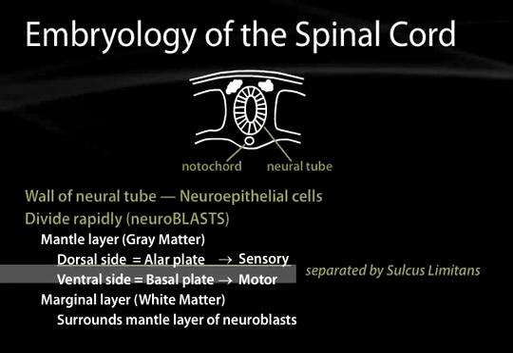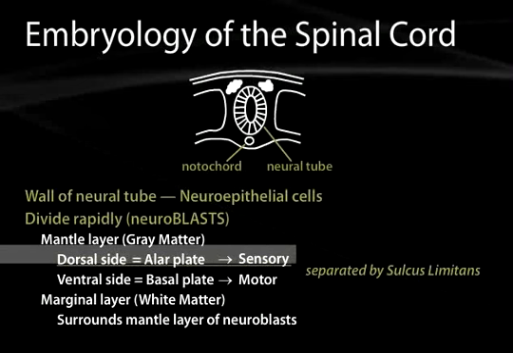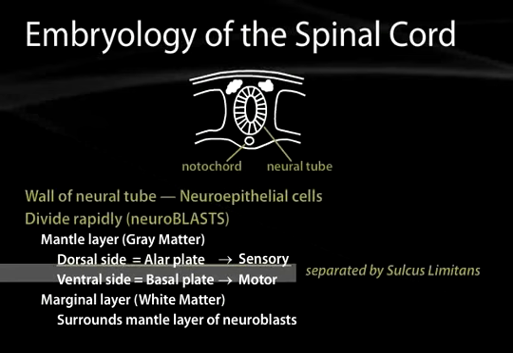The reason it's important to remember that is because you're going to need to know what kind of cells these things form. The alar plate forms the sensory portion of the spinal cord, and the basal plate forms the motor portion of the spinal cord. That's going to serve you well for a lot of what we're going to talk about in the spinal cord. You need to know that the back side of the spinal cord is important for sensory perception, and the front side, or the ventral side, is responsible for motor output primarily.